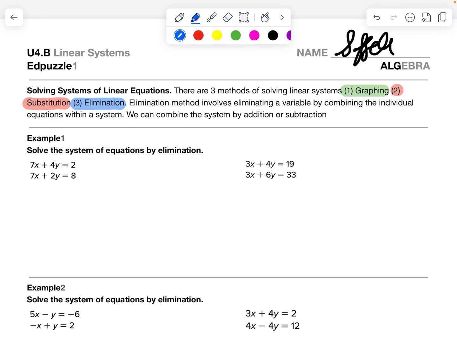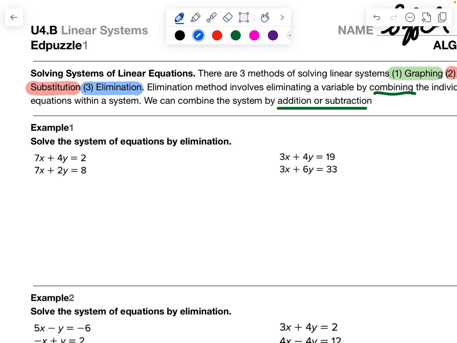And elimination is a method that involves eliminating a variable by combining. That's the big word. We are going to combine the individual equations within a system. Today, we're going to do it via addition or subtraction. Well, really, that's how we're always going to do it. But tomorrow, in the next lesson, we're going to have to do a little step before we just add or subtract.